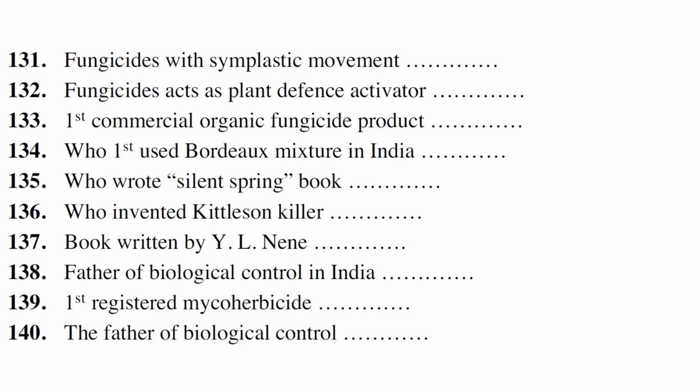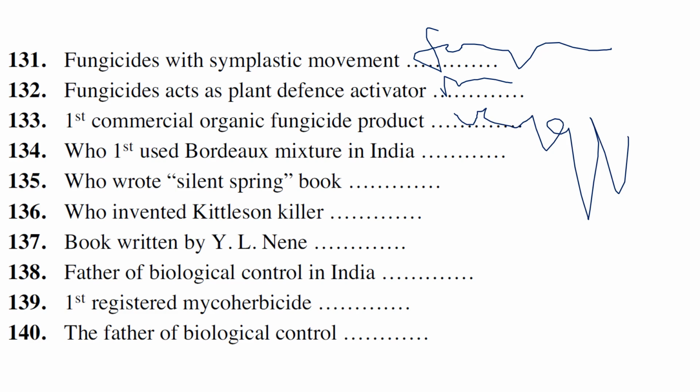The next one, fungicides with symplastic movement. Generally fungicides like fosetyl-aluminium and metalaxyl have symplastic movement. Fungicide used as a plant defense activator: again metalaxyl we can recommend as a plant defense activator. First commercial organic product: the first organic commercial product is Uspulun, I think, which was developed by the Bayer company in 1915.